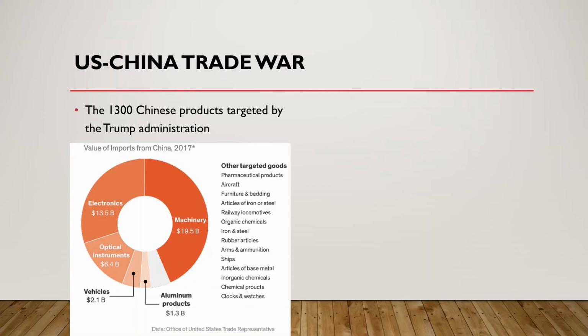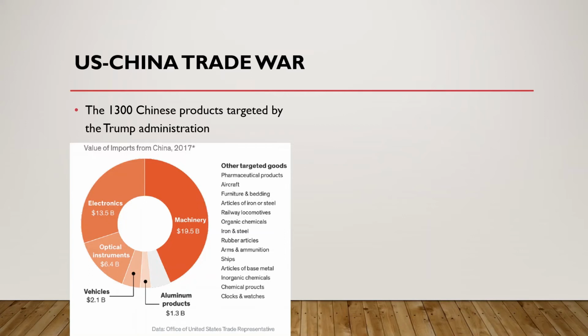And just to name a few, they include pharmaceutical products, aircraft, rail line, ships, watches. So if you can see the list from the paper, it just shows you around 20 main product categories out of 1,300 Chinese products.